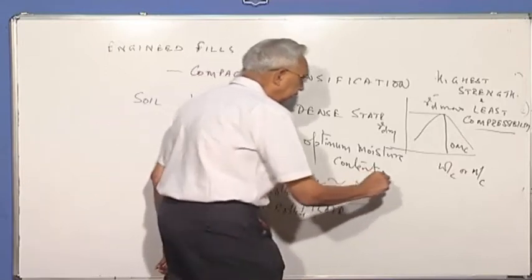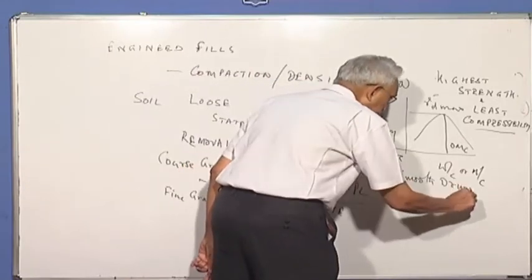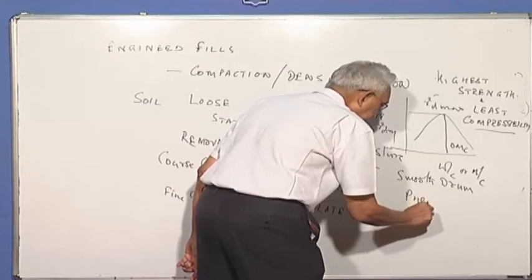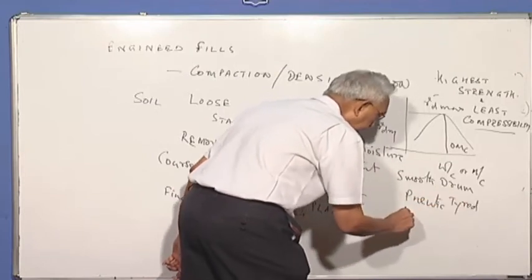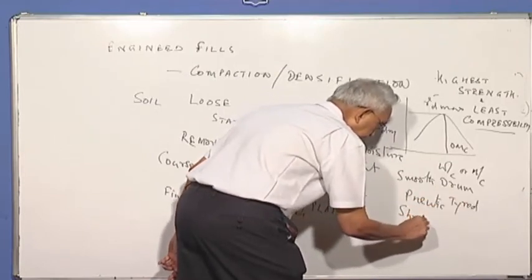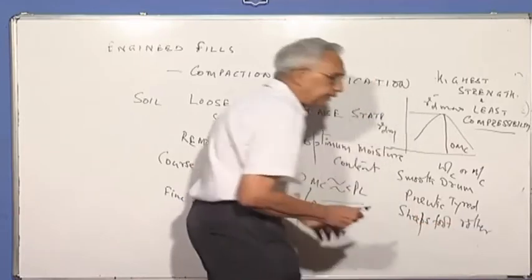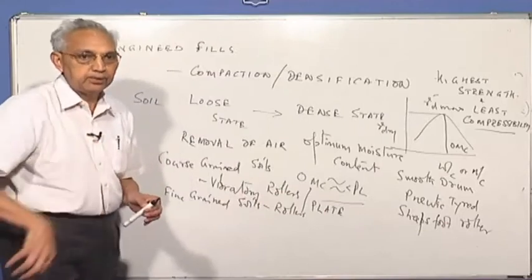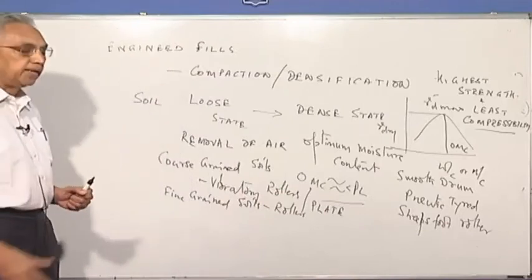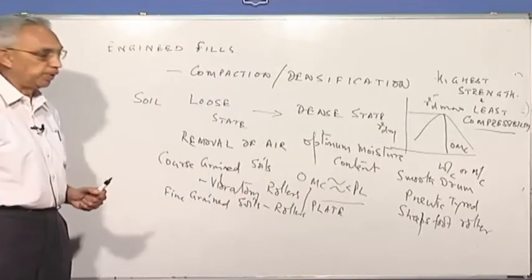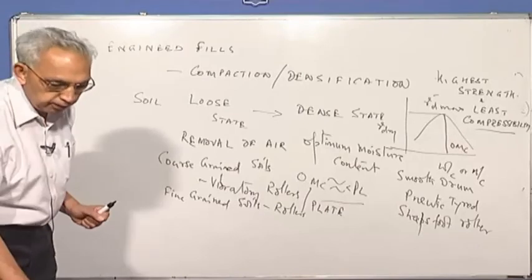It could be a smooth drum. More often, we use pneumatic tired rollers, or what is called in practice a sheep's foot roller, which pushes the soil at different locations. It's a sort of kneading compaction. That gives the best combination.